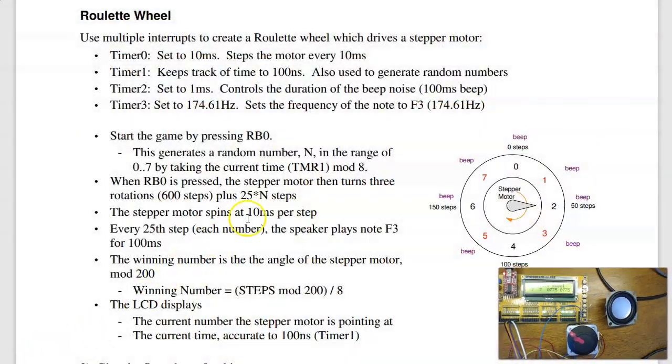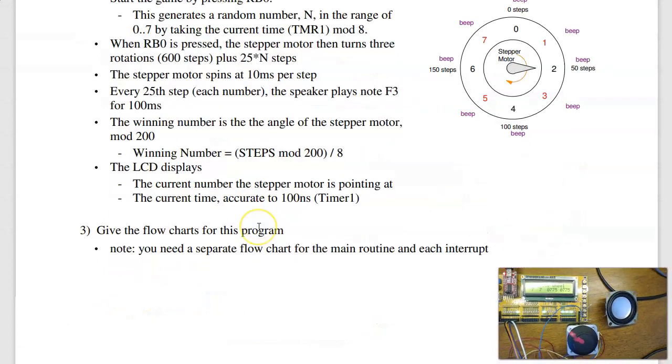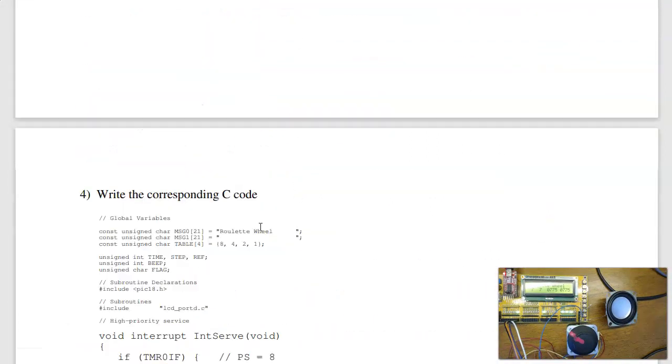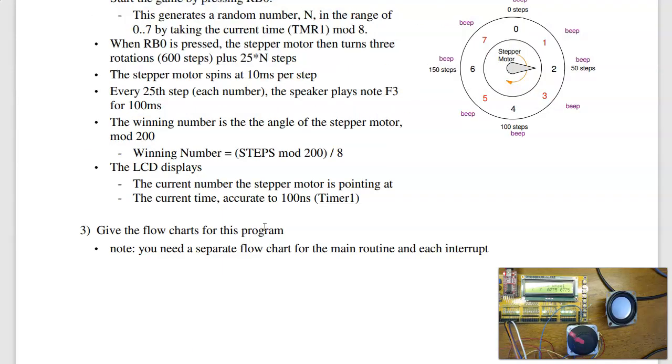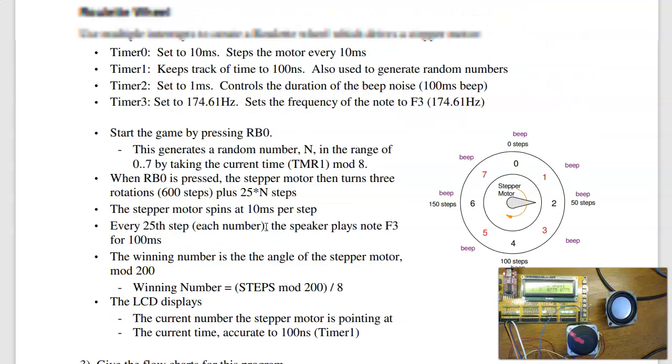So that's the roulette wheel. How do I do that? Well, I'm going to have a couple different interrupts running. What I'll have is, I forgot the flowchart. Okay, I've got a flowchart, one for each interrupt.